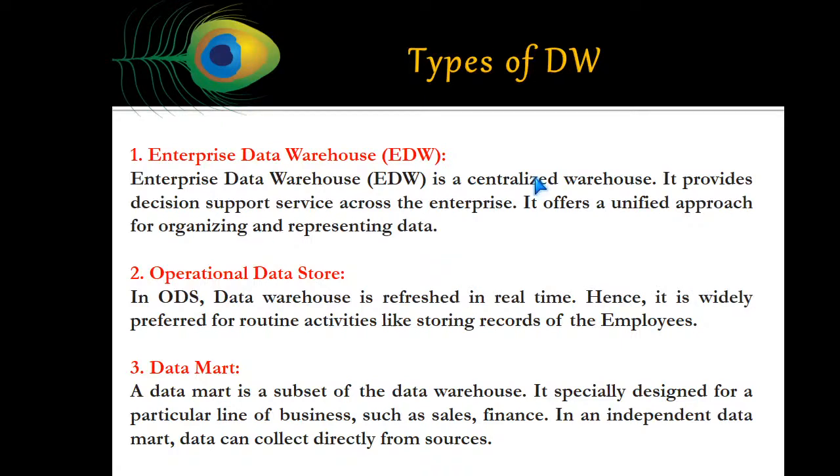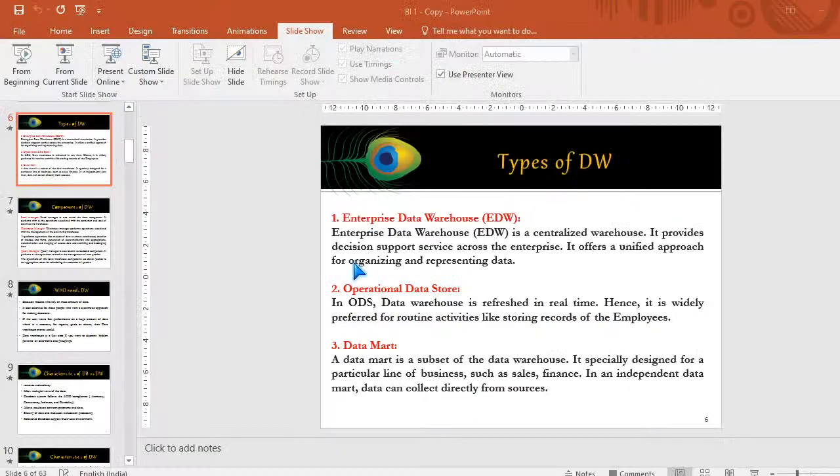So we are discussing what a data mart is now. A centralized data warehouse basically provides decision support across the enterprise. The operational data store is refreshed in real time and widely used for routine activities. A data mart is a subset of the data warehouse specifically designed for a particular line of business such as sales or finance. In an independent data mart, data can be collected directly from the sources. So a data mart is a subset of the data warehouse, but the difference is that we concentrate on only one line of business. For example, if I want to collect only sales related data, I will create an individual data mart especially for sales.